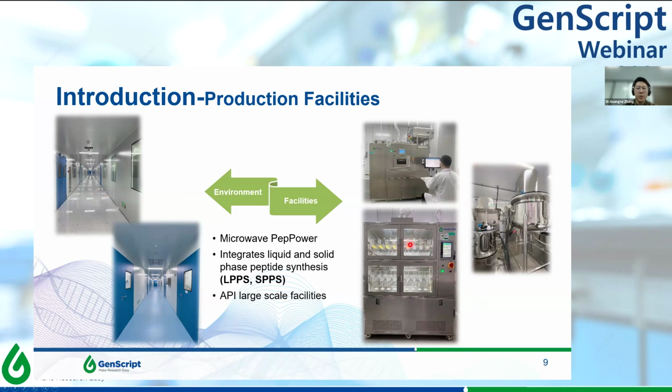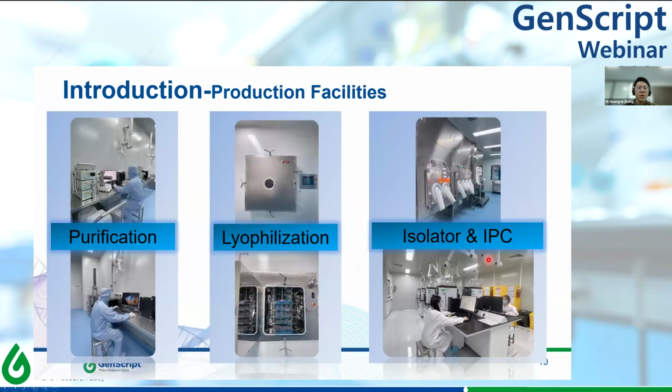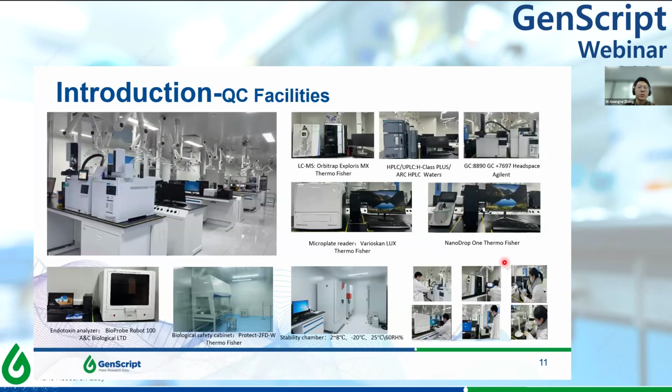We have microwave reactors and reactors. As a result, we're able to deliver large-scale peptides to our customers in a very short turnaround time. And here I'll show our environment arranged for purification, lyophilization, isolator, and in-process control for the GMP peptide. Also, we have much modern equipment here, such as LC-MS and HPLC to test the purity of the peptide, an endotoxin analyzer, and biosafety cabinets.